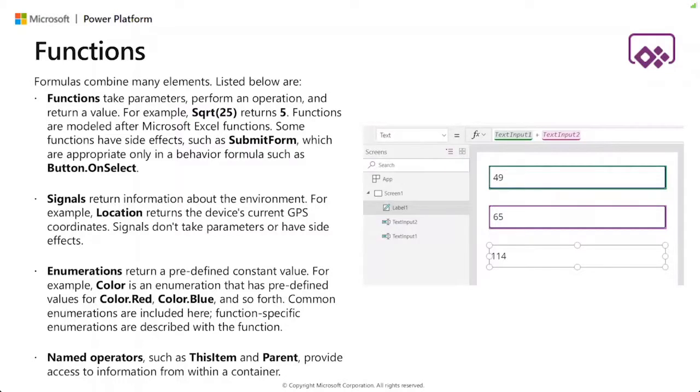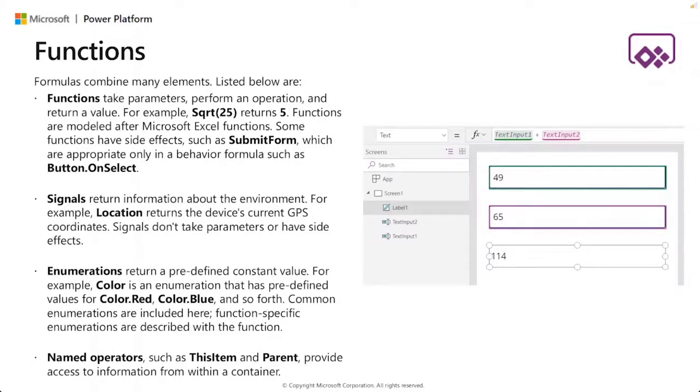Some functions have side effects, such as submit form, which are appropriate only in a behavior formula, such as button on select. Signals return information about the environment. For example, location returns the device's current GPS coordinates. Signals don't take parameters or have side effects.